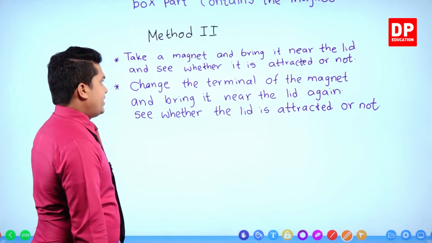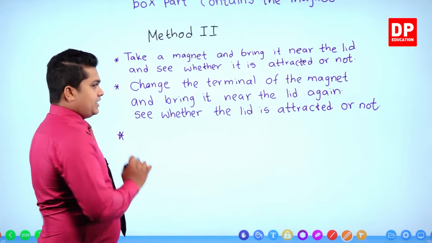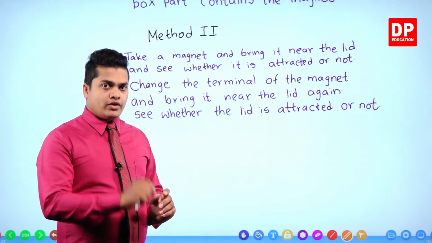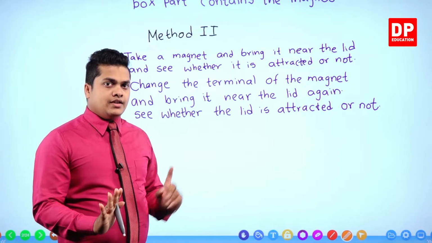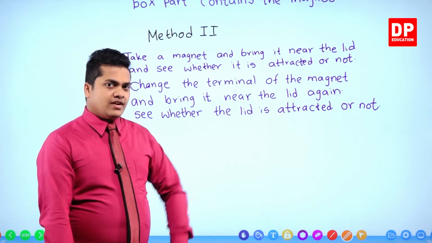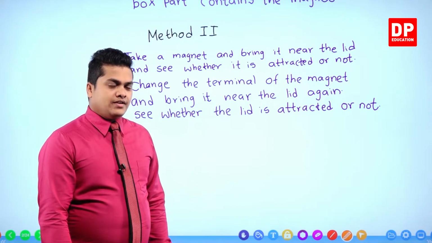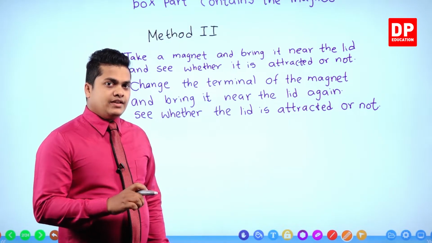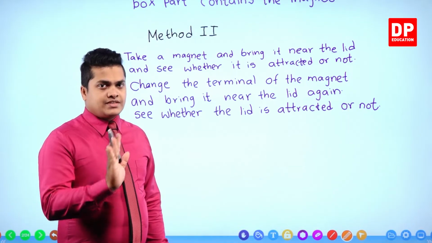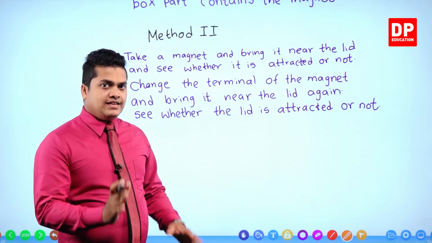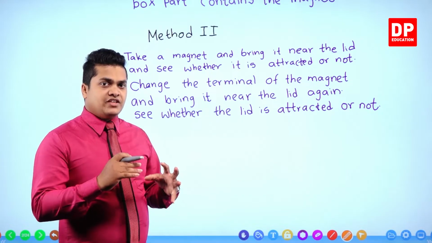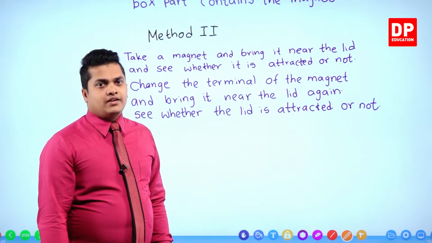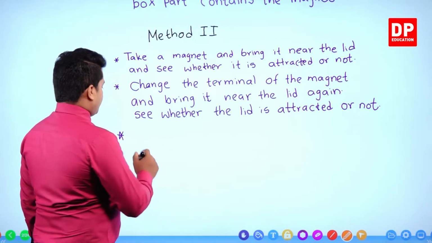So in the next step you can write, if the lid is attracting in both the occasions, then box part contains the magnet, right? If the lid is attracting only in the first or second occasion only, and in the other occasion it is going to repel, then lid part contains the magnet, right?